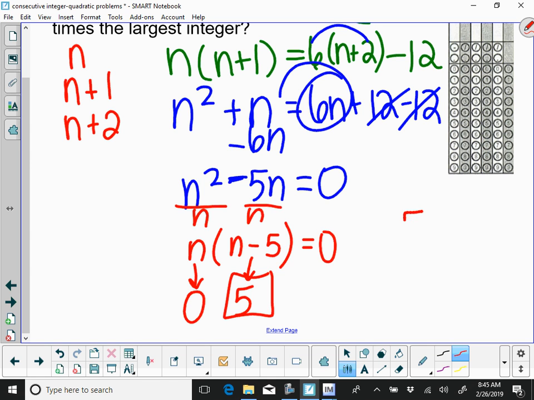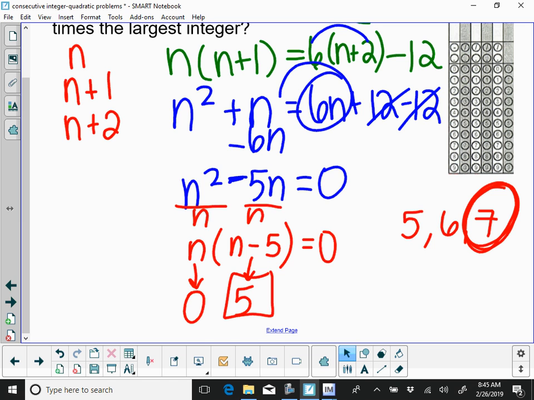That's the first one. What are the other two? 6 and 7. What did it ask me for? The largest. So what is our actual answer? 7. Y'all, I'm telling you, on the EOC, there'll be no way you can just randomly choose 7 out of the air. You'll have to know how to do it. 5 is just our N, but it's not the one they asked for in our final answer.